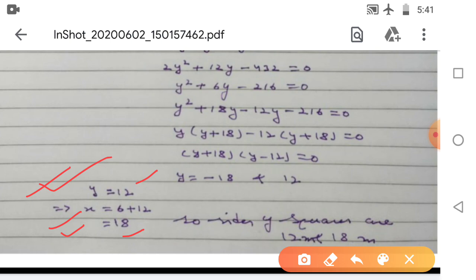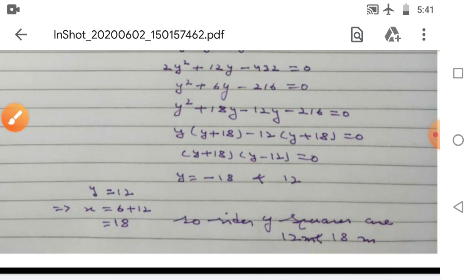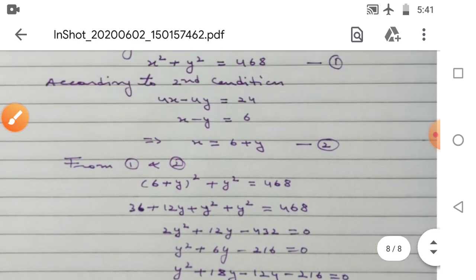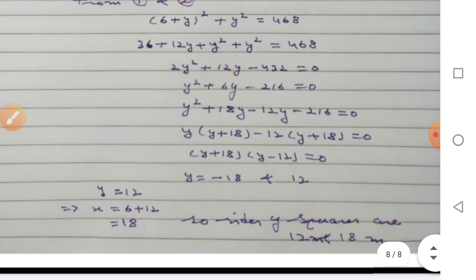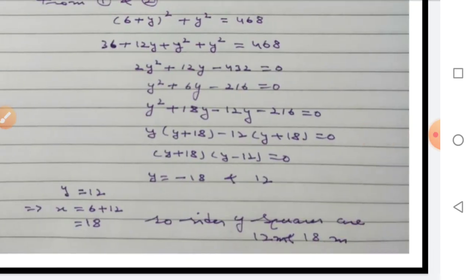So, the side of one square is 18 and the side of the other square is 12, and this value of minus 18 is rejected because length again cannot be negative. So, the two sides of the given squares are 12 meters and 18 meters. Clear? So, we have completed exercise 4.3 today.